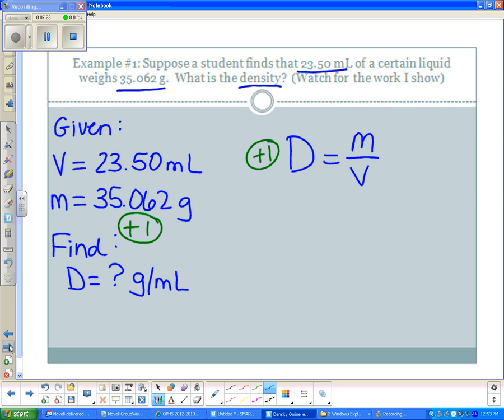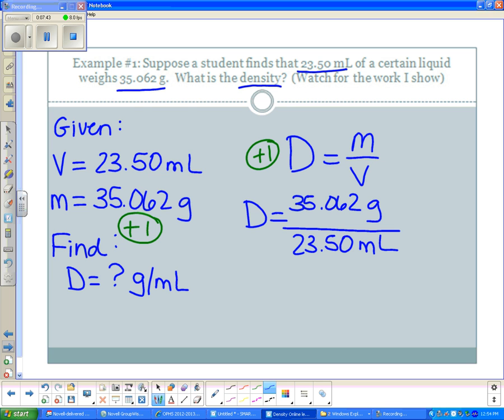Next, we want to plug in our numbers. So we'll still have density equals. And for our mass, we'll put 35.062 grams with the unit. And in for our volume, we'll put 23.50 milliliters in for our volume. Notice I put both my units on. If you can plug in the numbers, that's worth 1 point.